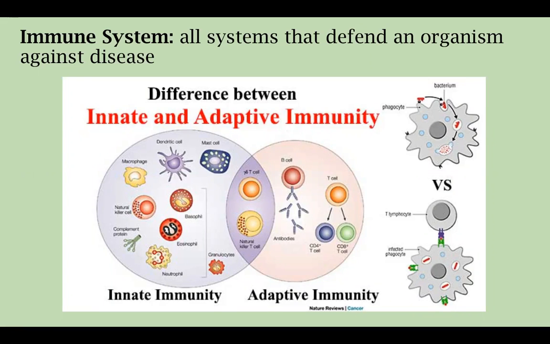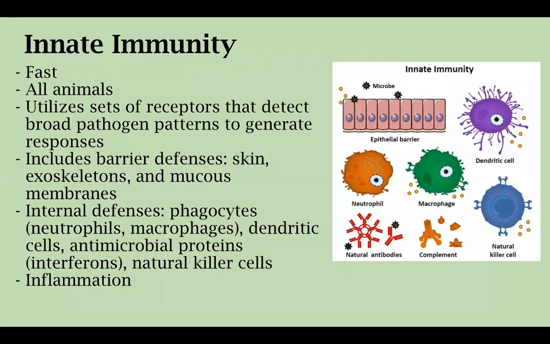As discussed in class, we have two types of immunity, innate and adaptive. I think this diagram does a good job at simplifying the main differences between innate and adaptive immunity, but we are going to explore these differences a little deeper in the next few slides. Let's start with innate immunity. Innate immunity is the recognition of traits shared by broad ranges of pathogens using a small set of receptors. It is also very fast and occurs in all animals.